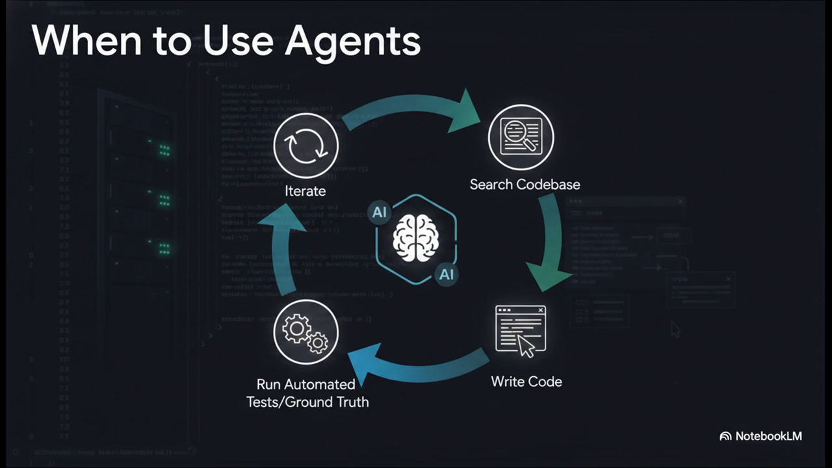Use autonomous agents for open-ended problems where the required number of steps is totally unpredictable. A really great example from Anthropic's own engineering team is resolving SWE-bench tasks, basically complex software engineering bugs. An agent is given a bug report.